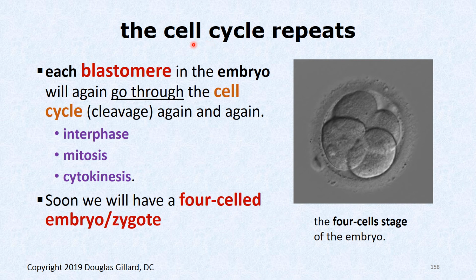Right, so each blastomere is going to repeat. It's going to go through mitosis, interphase, cytokinesis, and then we're going to have a 4-celled little zygote, if you will, or embryo, whichever you want to call it. And this embryo is getting bigger. Each time these cells are dividing, for a while, it's going to get bigger and bigger and bigger. Note the zona pellucida right here.